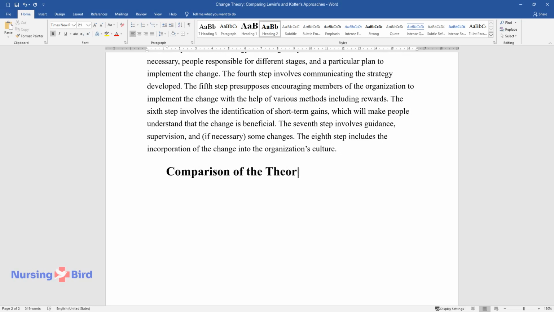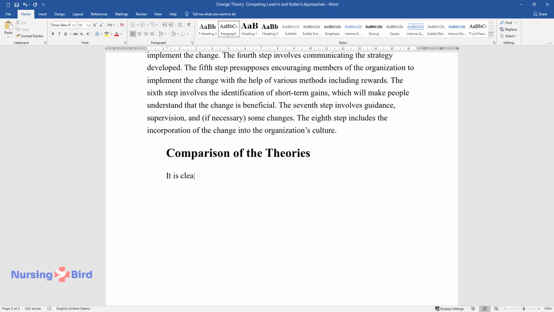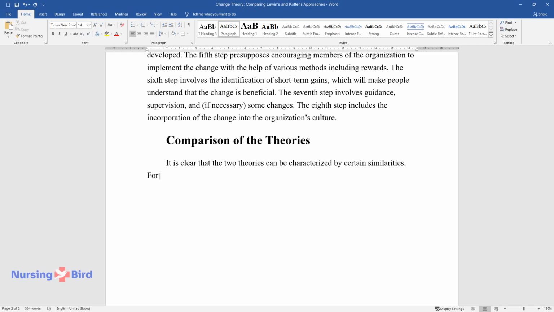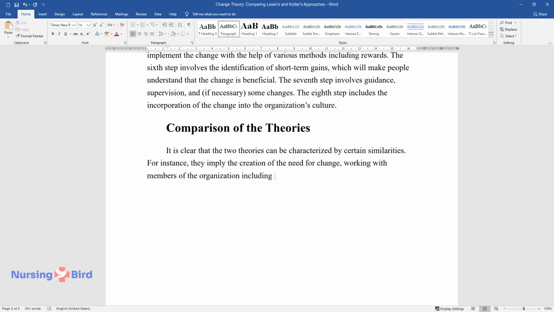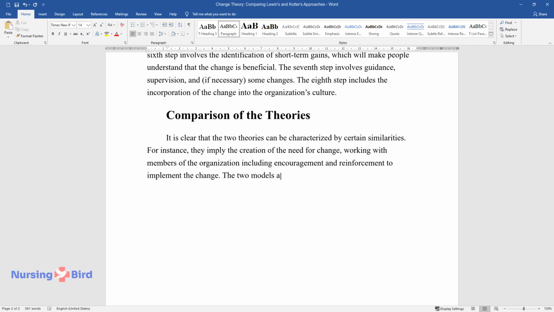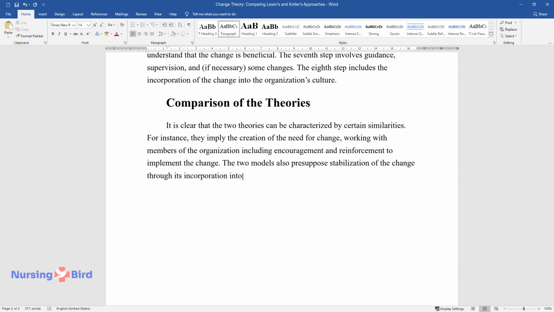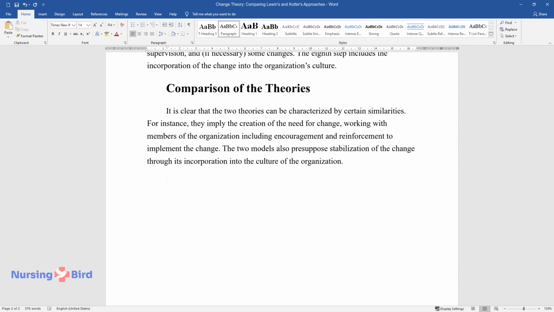Comparison of the theories. It is clear that the two theories can be characterized by certain similarities. For instance, they imply the creation of the need for change, working with members of the organization, including encouragement and reinforcement to implement the change. The two models also presuppose stabilization of the change through its incorporation into the culture of the organization.